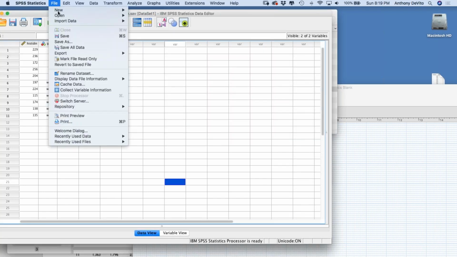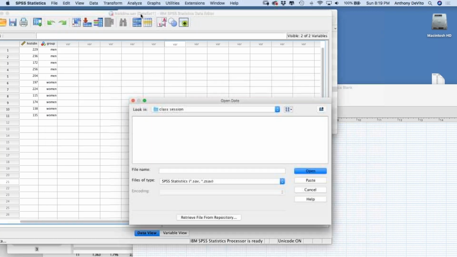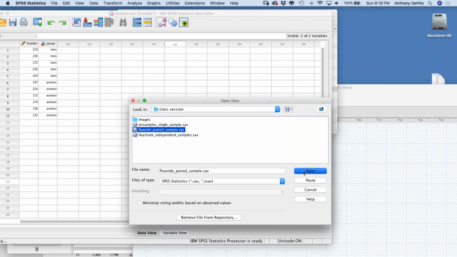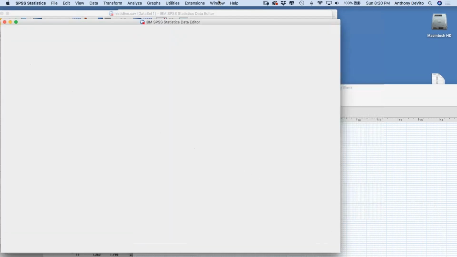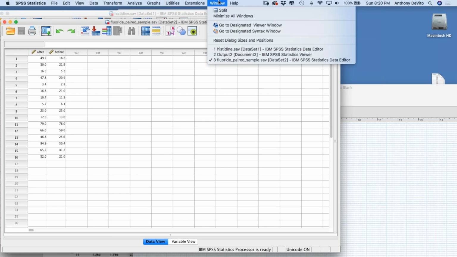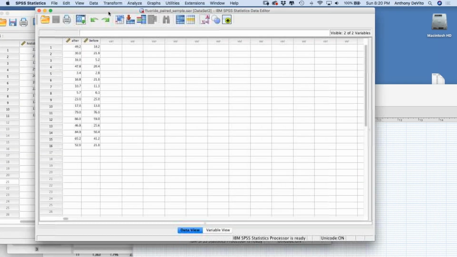It'd be easier if I just do it this way. Open, data, and navigate to, here we go. Okay, that's probably going to open up 9 times again now. I tried it so many different ways. Okay, so here we go.